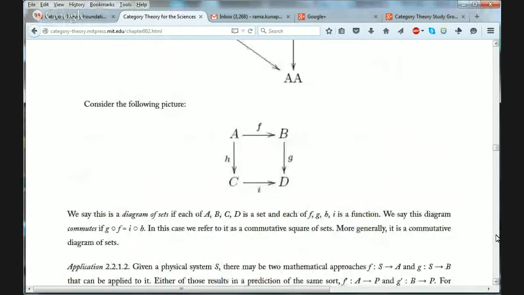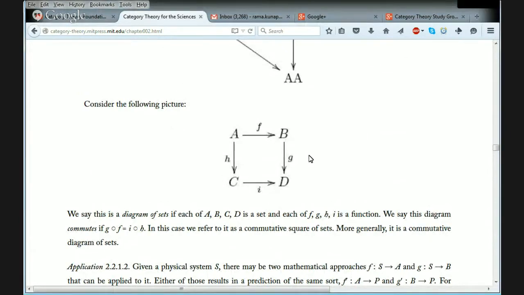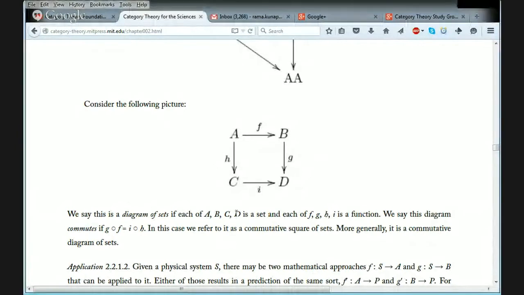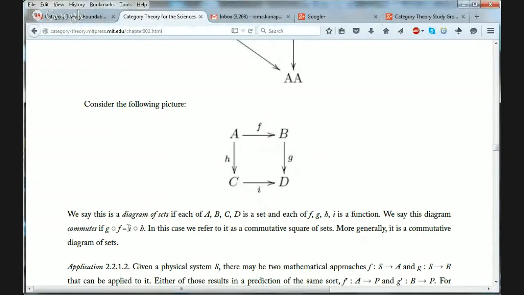There are some very nice applications of this, and a different commutative diagram has f going from A to B and g going from B to D, and h is from A to C, and there's an identity type of i that is going from C to D. Again, the whole thing commutes only if g composed with f, that is, you start with f and compose with g, is the same as i composed with h. That means start with h and compose it with i, so you end up with D.